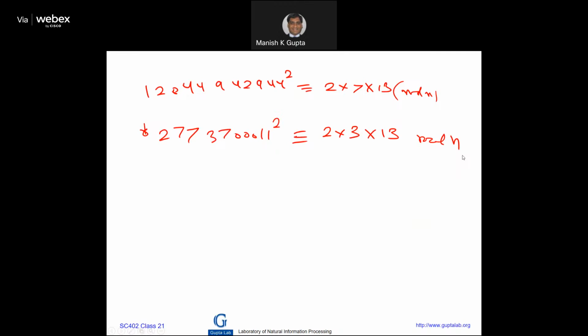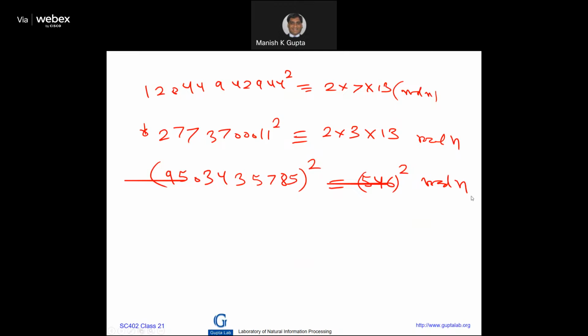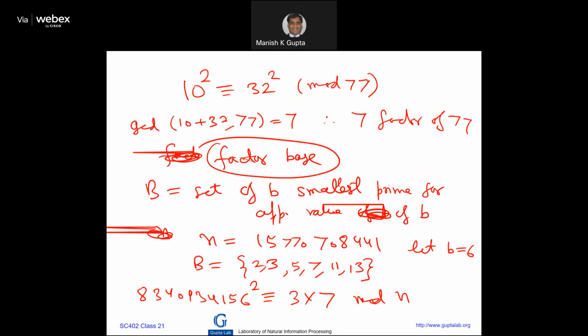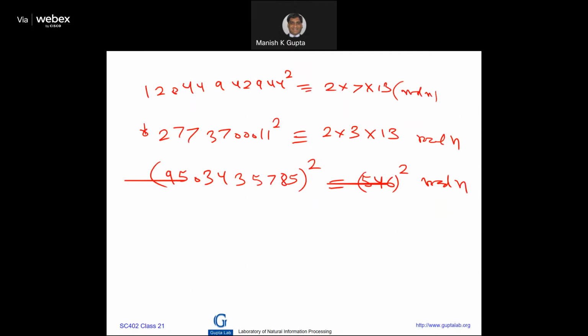If you multiply all the three equations, this, and this, we are going to get... I'm just multiplying all of them and then taking a square. So ultimately you are going to get 950343578 whole squared mod n. So you can see that using initial results, using the factor base, I can actually extend this result. So now we are going to higher values, right?